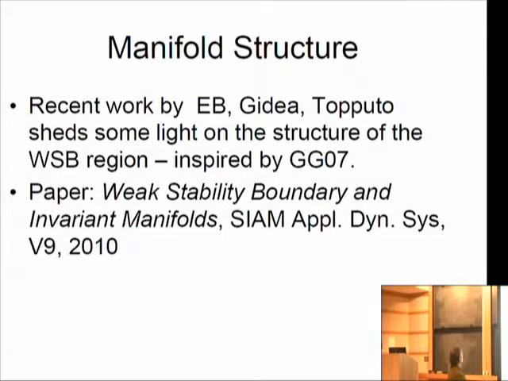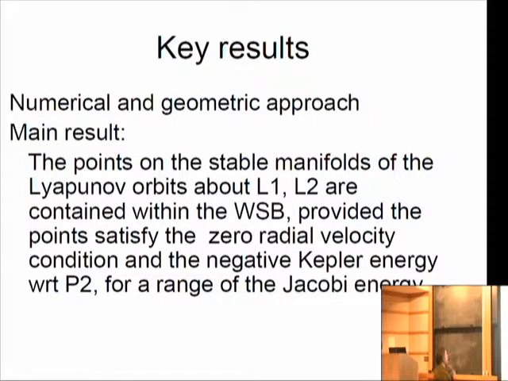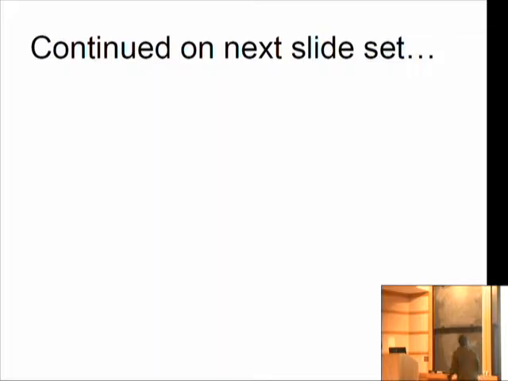And the main result is this. The points on the stable manifolds of the Lyapunov orbits about L1 and L2 are contained within the weak stability boundary, provided the points satisfy the zero radial velocity condition, r dot equal to 0, and the negative Kepler energy with respect to the moon, or P2. And this is done for a range of the Jacobi energy. So in other words, if you look at the stable manifolds of the Lyapunov orbits, and you look at those points where r dot equals 0 and the Kepler energy is negative, those lie in the weak stability boundary, which is, I think, a pretty amazing result. So, next slide.